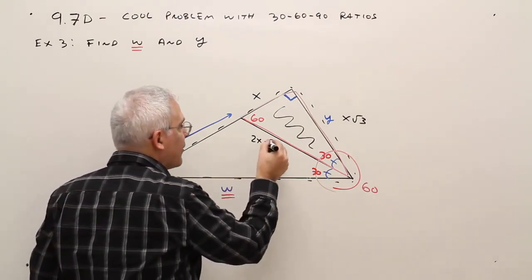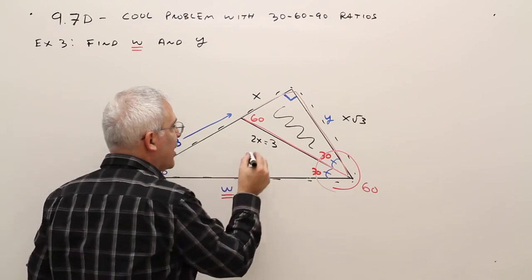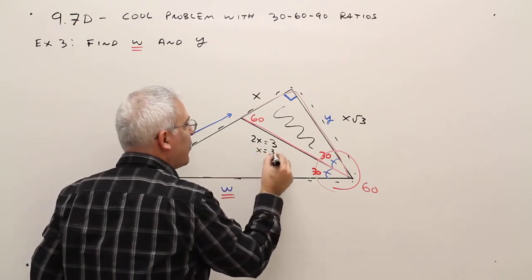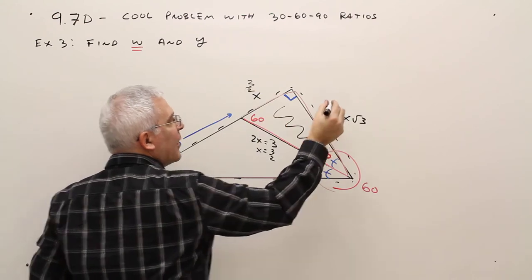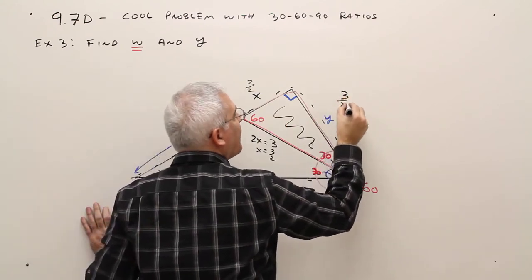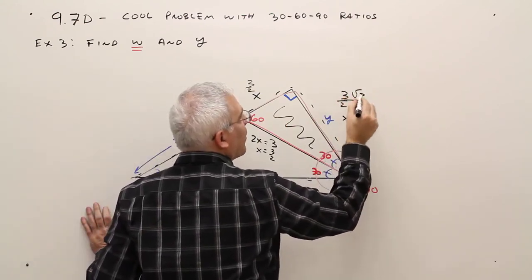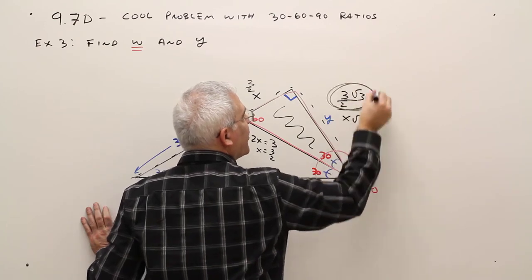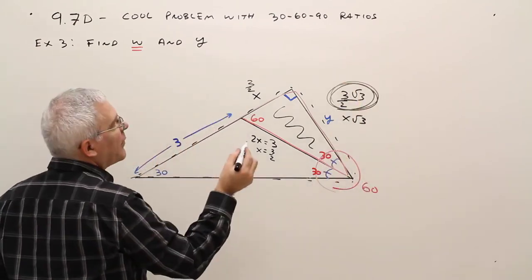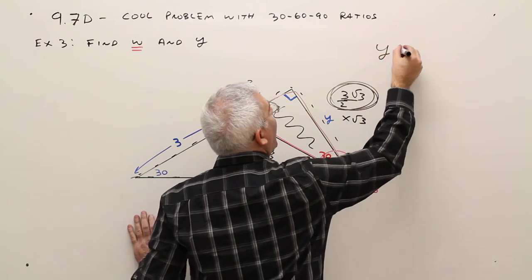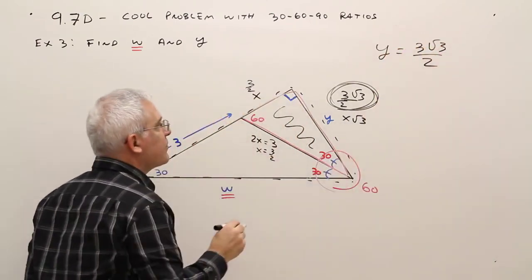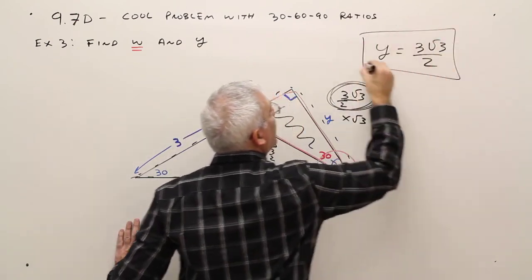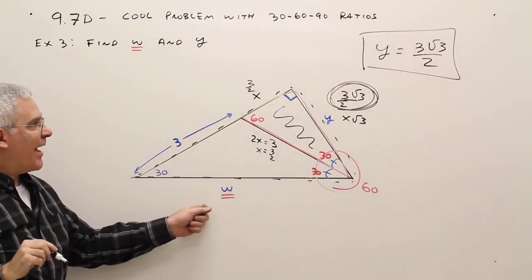All right, so 2X equals 3. So then X equals 3 halves. So then this is 3 halves here. And this is going to be 3 halves times radical 3, or rather 3 radical 3 over 2. Okay, so just write that answer down. Y equals 3 radical 3 over 2. And I'll box that. All right, now I've got to find W.